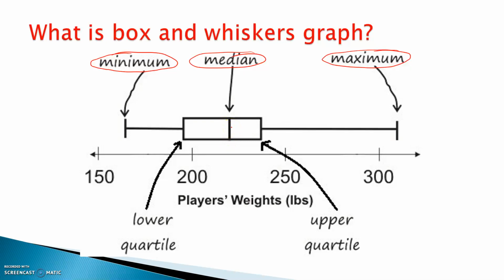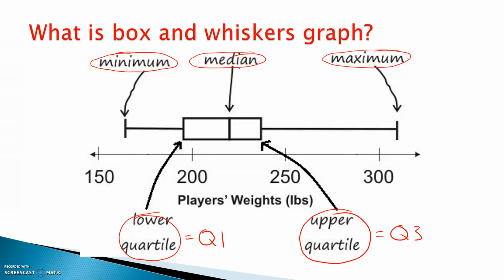Now, the two awkward ones that we haven't talked about yet are called the lower quartile, or quartile 1, sometimes we call this Q1, and then the upper quartile, or the third quartile, which we call Q3. So these are the five components that we're going to need in order to create a box and whisker. You have a list of numbers. You're going to need to put them in order. You're going to find the minimum, the maximum, and then the median.